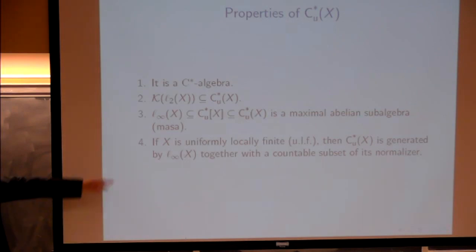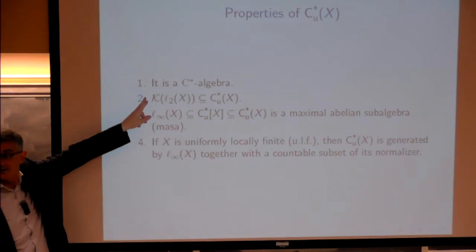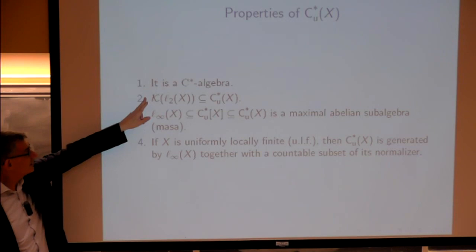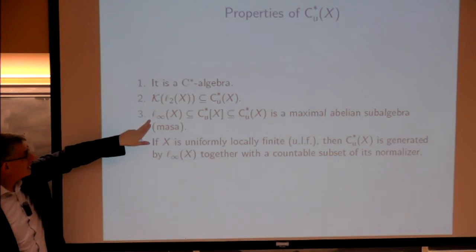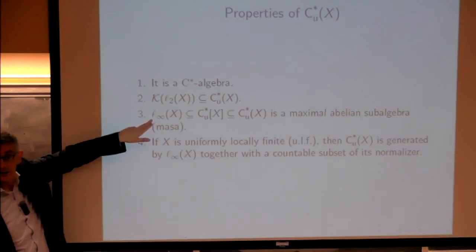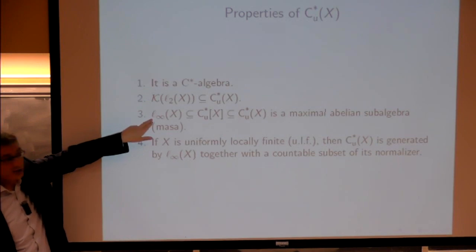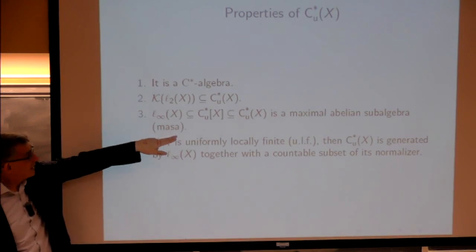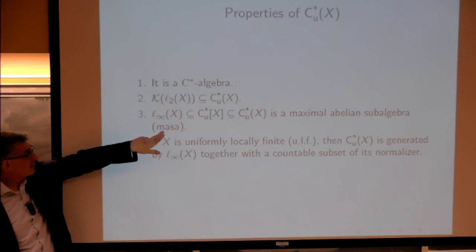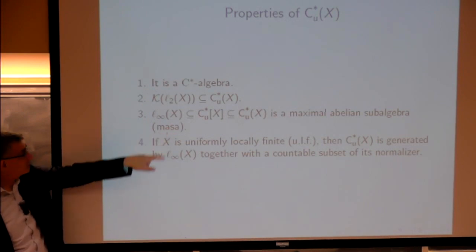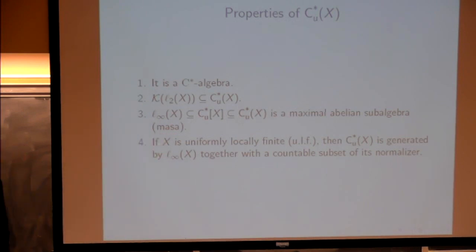Second, all the compact operators are there, as I said, because all the finite rank operators are there. Three, L infinity of X is there, because these are operators with propagation 0. And it is also a maximal abelian subalgebra, or in short, a MASA. It's a very nice maximal abelian subalgebra. There is a conditional expectation from the whole algebra to it. You just basically erase all but the diagonal coefficients.